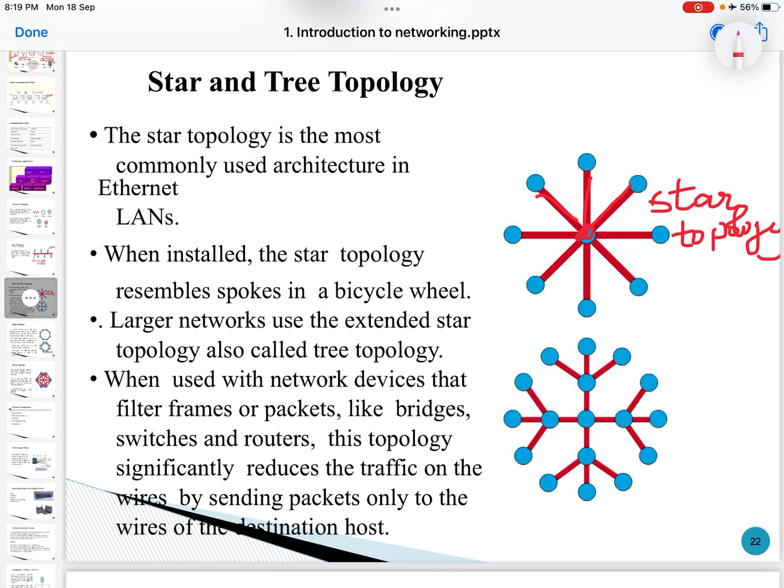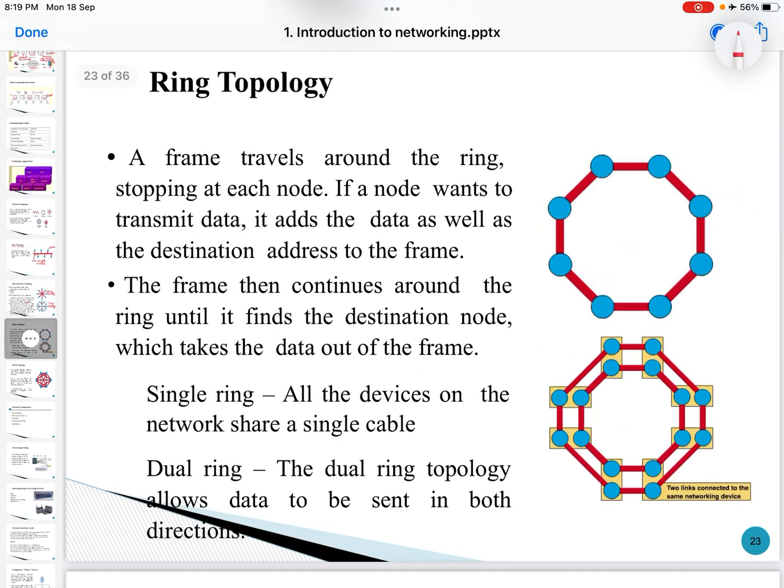Larger networks use the extended star topology, also called the tree topology. This is your extended star, called the tree topology. When used with network devices that filter frames or packets like bridges, switches and routers, this topology significantly reduces the traffic on the wires by sending packets only on the wires of the destination host.